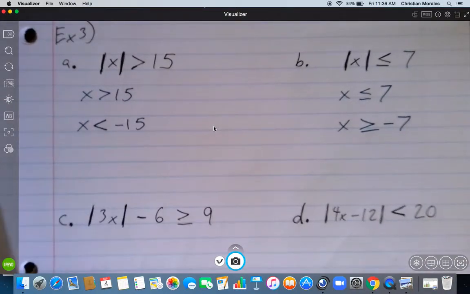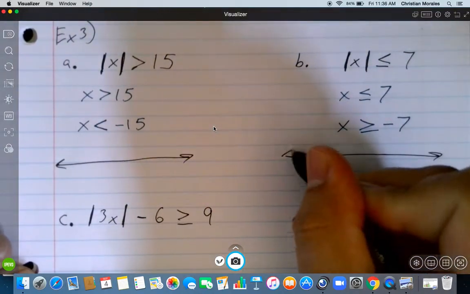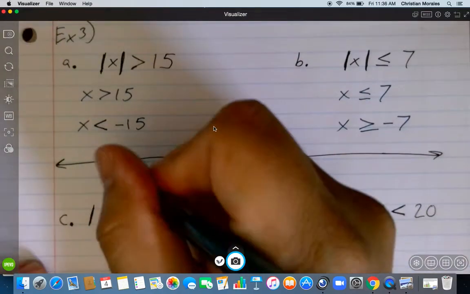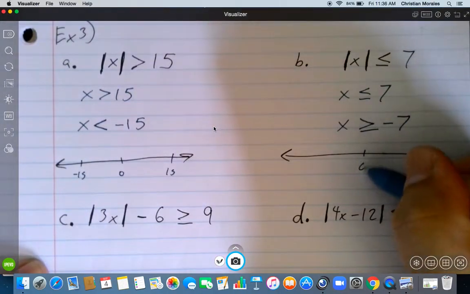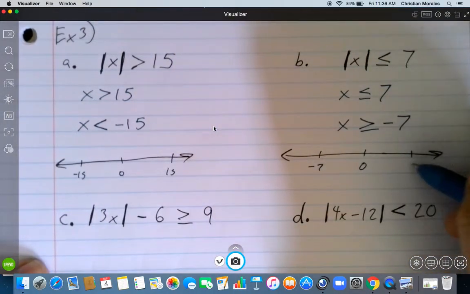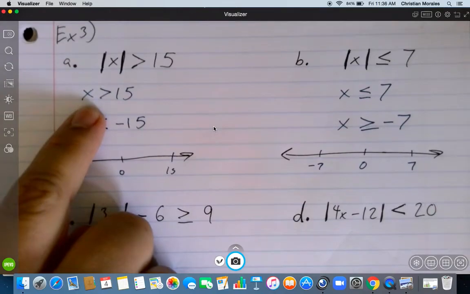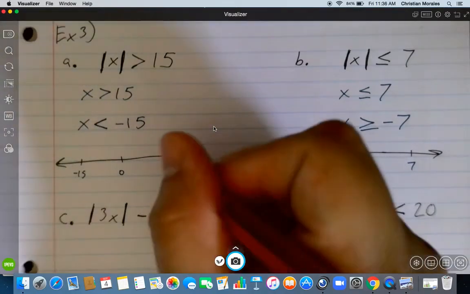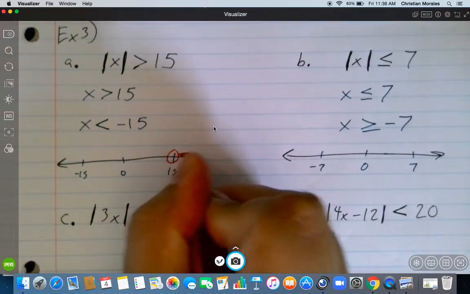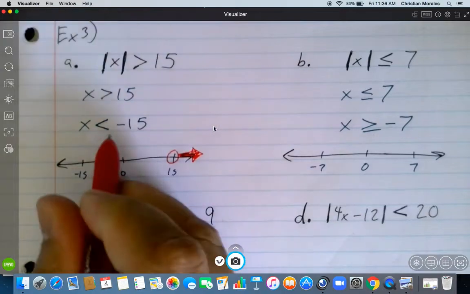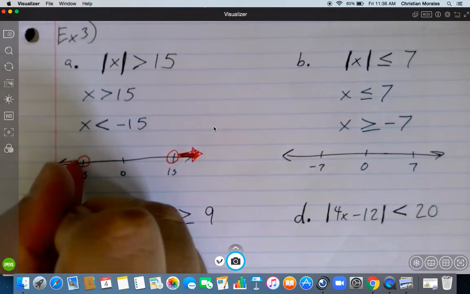So let's draw our number lines for this. And so I'm going to make them a little quicker than usual. So here's 0, there's negative 15, there's positive 15, here's 0, there's negative 7, there's positive 7, okay? So really quick number lines. Okay, so the first answer here, X is greater than 15, so it's an open circle. It's greater than, so it goes to the right, this way. X is less than negative 15, open circle, less than goes left.